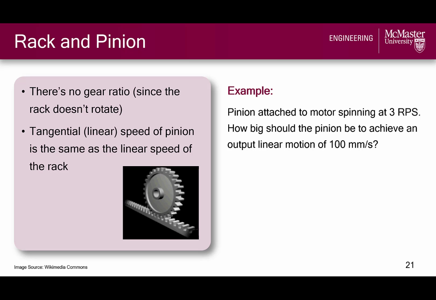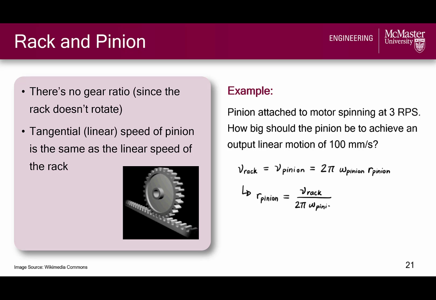For example, if we had a pinion spinning at 3 revolutions per second, or RPS, and we wanted a rack velocity of 100 millimeters per second, we could determine the required pinion size according to the equation V_rack is equal to V_pinion, or 2 pi times omega times r for the pinion, where 2 pi is a unit conversion factor to go from revolutions per second to radians per second. Rearranging, we get that the radius of the pinion is equal to the linear velocity of the rack divided by 2 pi times the angular velocity of the pinion. Plugging in our givens and solving, we can find that the required pinion radius is about 5.3 millimeters.